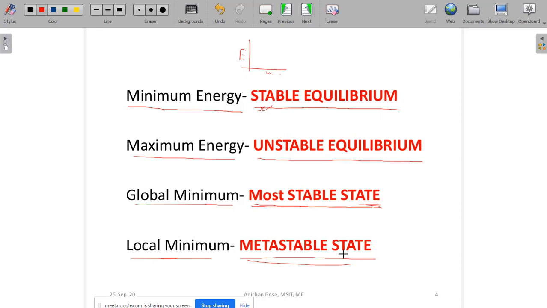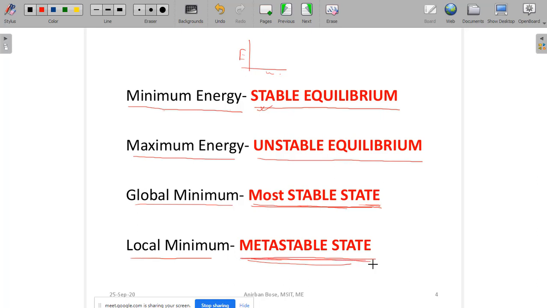But metastable states can also stay for a very, very long time. But always there will be a tendency to attain the most stable state, and that is why rusting occurs. So the most stable state, the naturally occurring state, is the oxide state. That is why they always try to attain the most stable state. But metastable states are also very stable, and a lot of steel structures stay for more than 100 years without any problem.